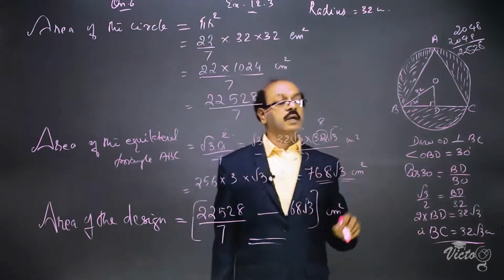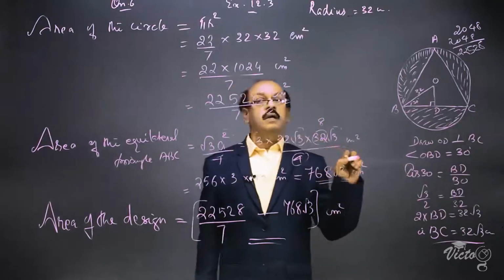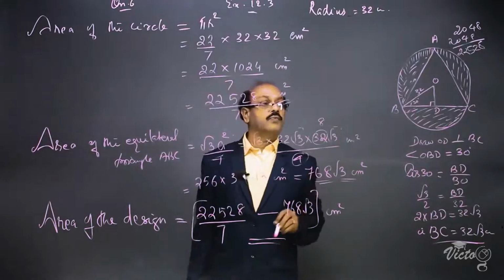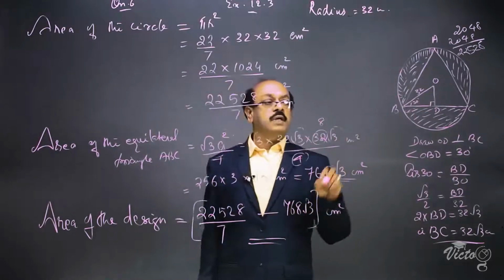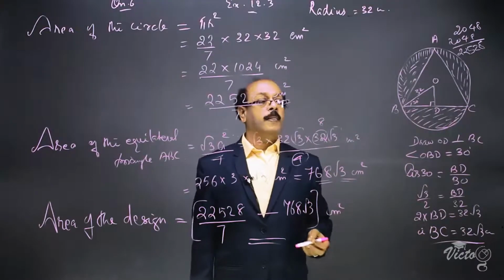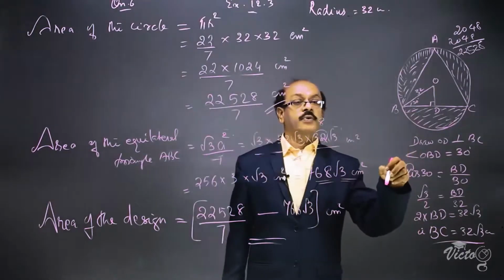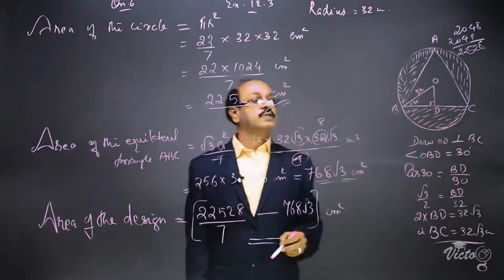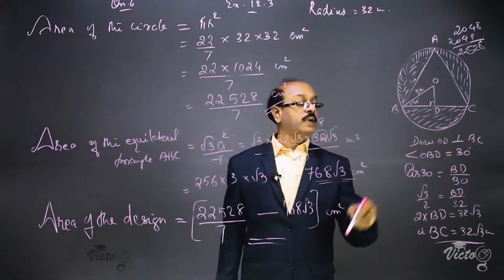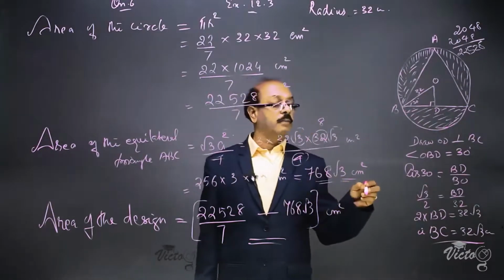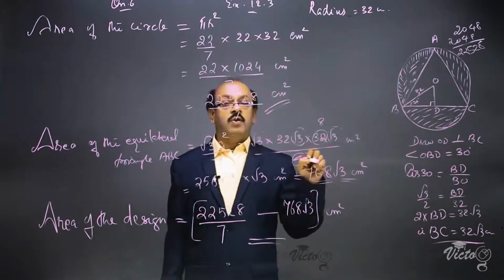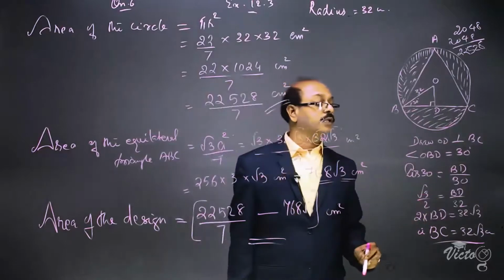First of all, we found the area of the equilateral triangle and the area of the circle. To find the area of the equilateral triangle, we need the length of one side. To find it, we use the trigonometric ratio cos 30, which means adjacent side by hypotenuse. The adjacent side is BD and the hypotenuse is BO. We know the value of BO, so finding BD, twice of BD is equal to 32 root 3. Twice of BD is the length of BC. That means the length of one side of the equilateral triangle BC is 32 root 3 centimeters.